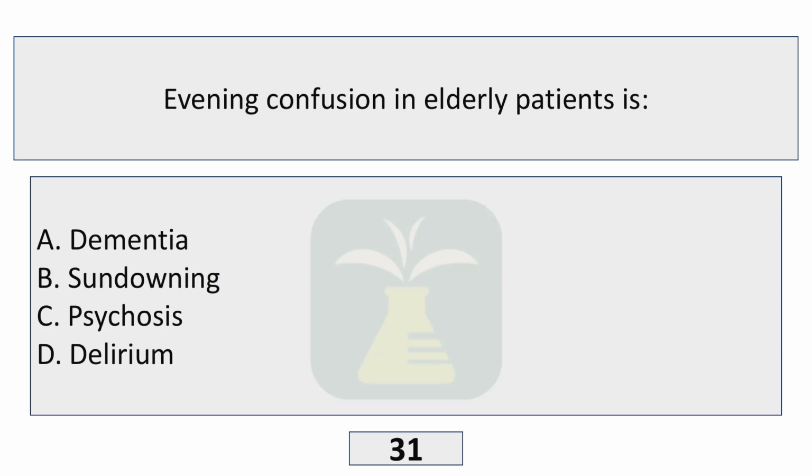Evening confusion in elderly patients is: A. Dementia. B. Sundowning. C. Psychosis. D. Delirium. Correct answer, B. Sundowning. Increased confusion/agitation at night due to circadian disruption.